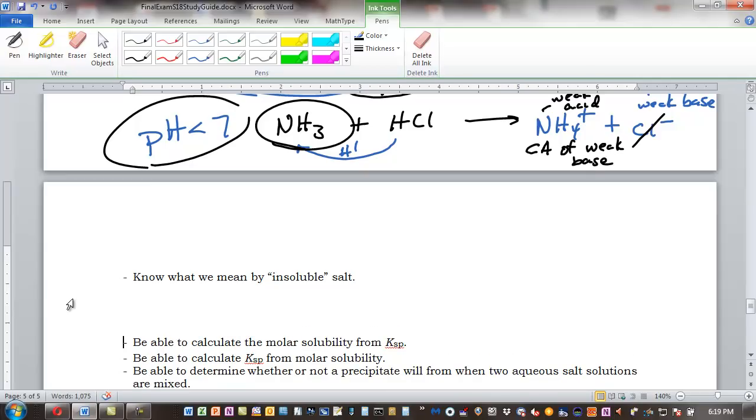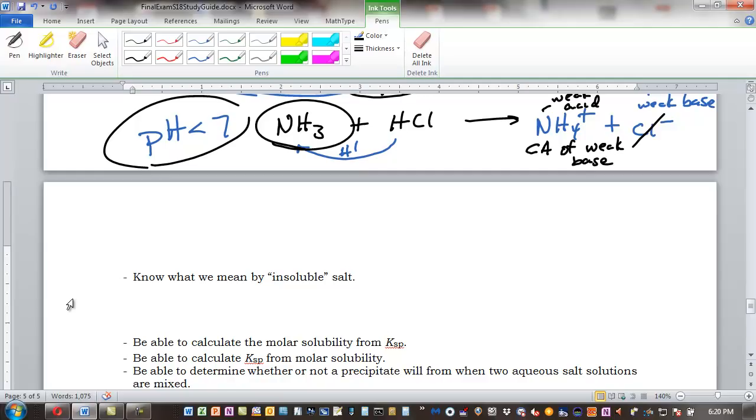Last thing in this chapter, we did a little bit with solubility. What do we mean by an insoluble salt? Partially dissociates. Yeah, partially dissociate. So soluble salts we assume completely dissociate into ions. Insoluble salts aren't truly completely insoluble, but they don't dissolve very much. But a little bit will dissociate into ions. So just kind of know what we mean by that.